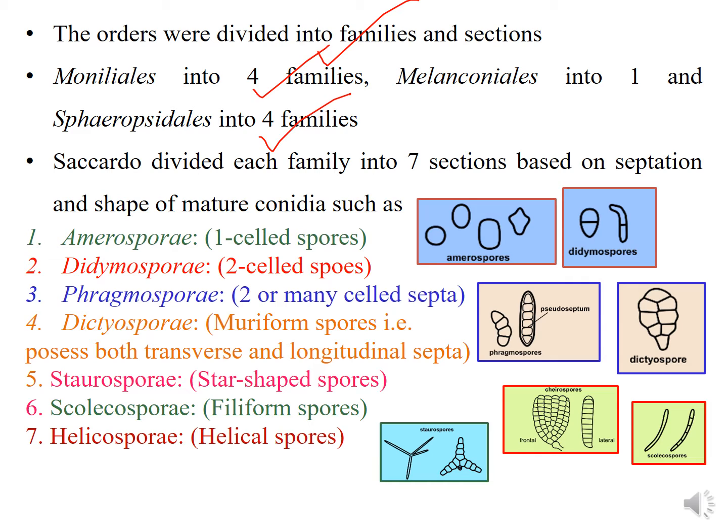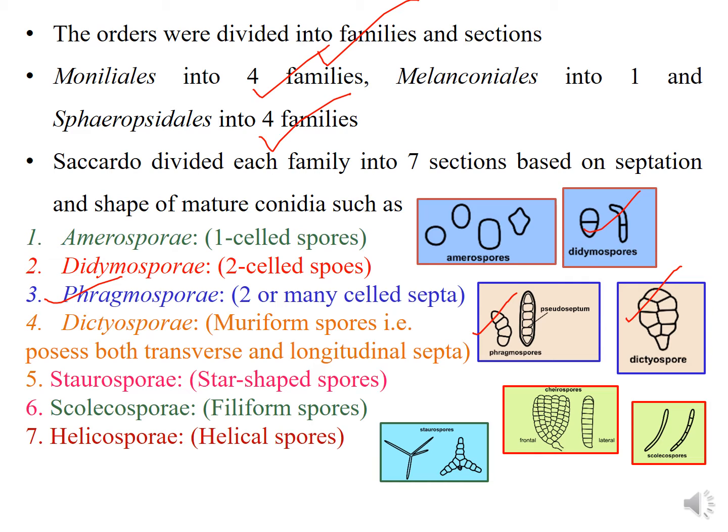First section is the amerospore, which has 1-celled spores. Here you can see amerospores. And second one is the didymospore, which has 2 cells, here you can see. And third one is the phragmospore, the name itself indicating that phragmo means septation used to be there, so many celled with septa, here you can see the phragmospore. And fourth one is the dictyospore. Here you can see dictyospore, which are muriform spores, that is they possess both transverse and longitudinal septa.